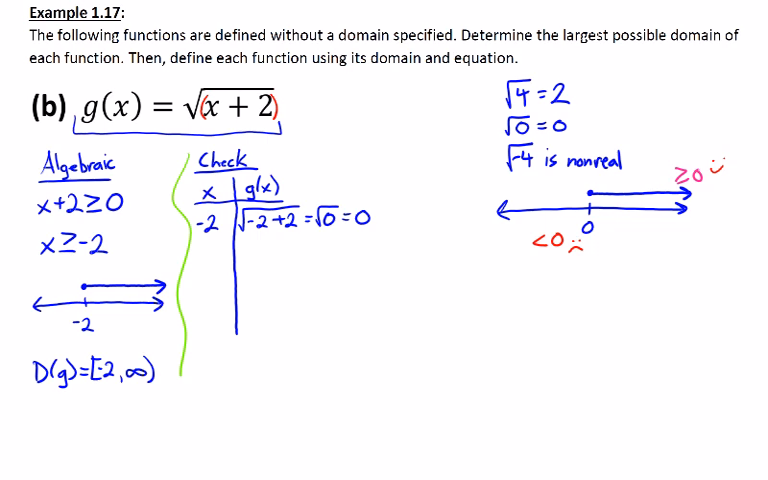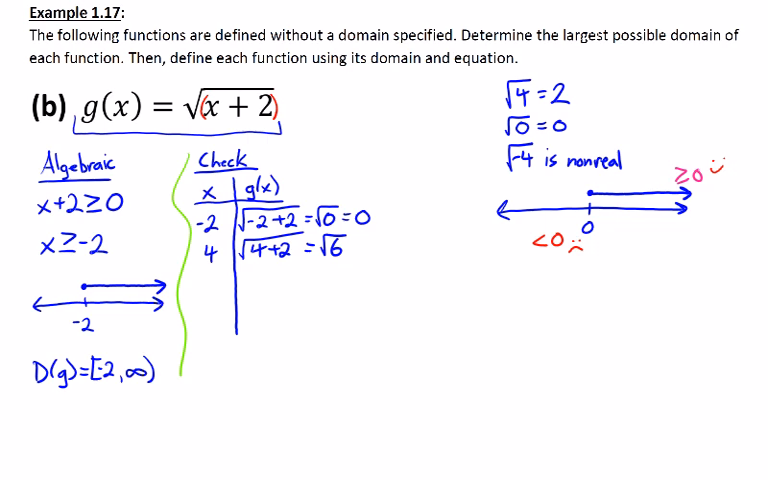Now, you can pick any number you want that is greater than negative 2. Let's say that I pick, let's go with 4. So that's going to be the square root of 4 plus 2, which is equal to the square root of 6, and the square root of 6 is a real number. So therefore, the value that we plugged in is an acceptable value, which the algebraic technique said it would be.